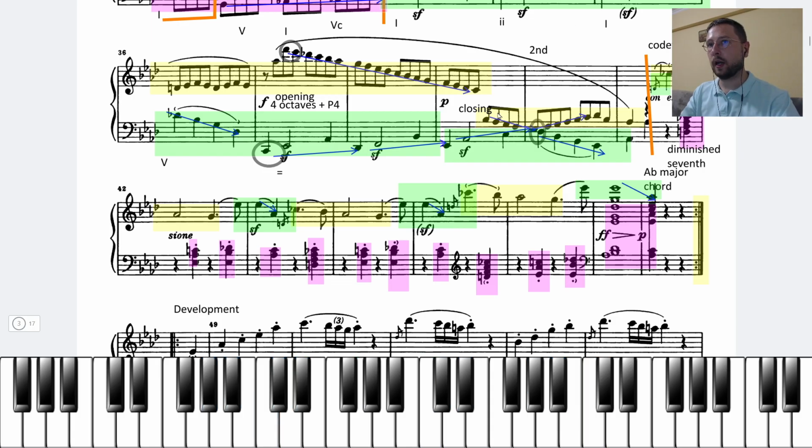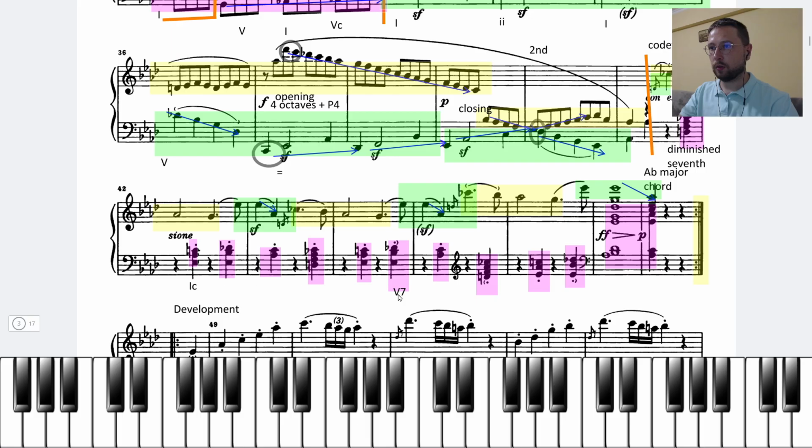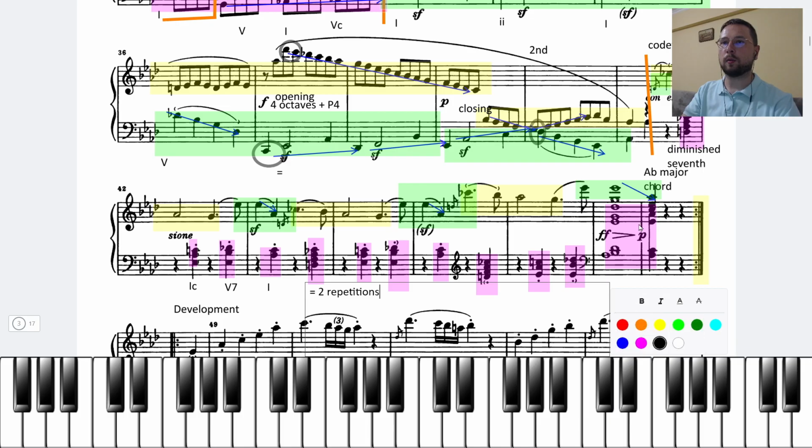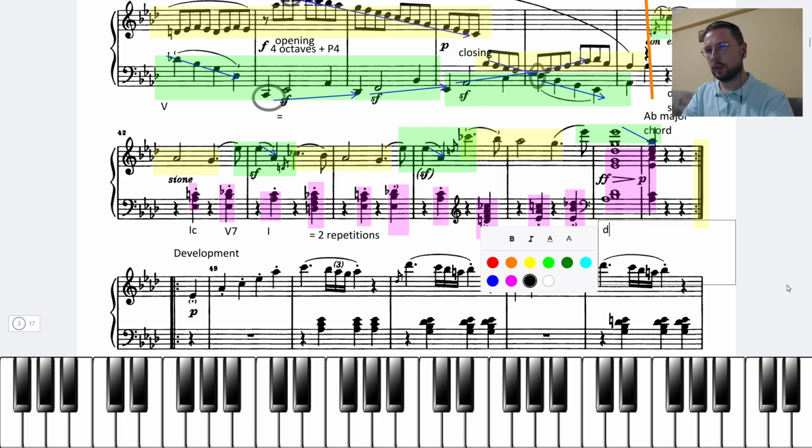Right, so that's the underlying texture. This diminished seventh acts as a dominant of the dominant. Then we have the tonic in second inversion, dominant seventh, and back to tonic. Right, so it's moving here. And this is again 3 times. So we have 2 repetitions of that harmonic progression. The most beautiful chord probably here is this one, which is a dominant over tonic.